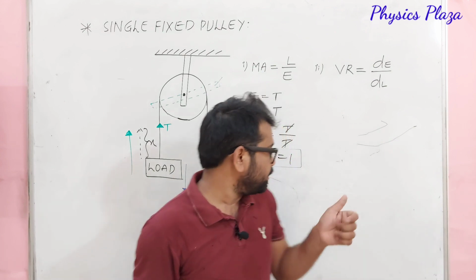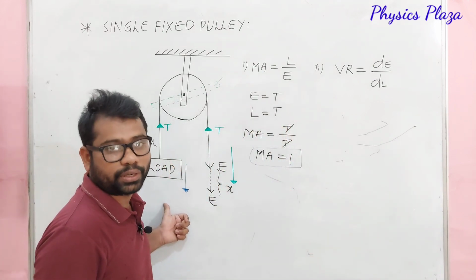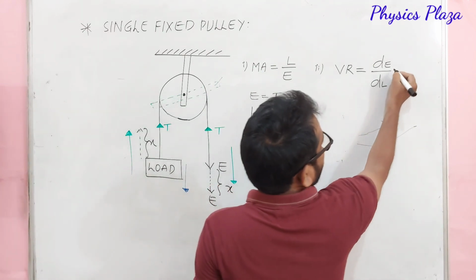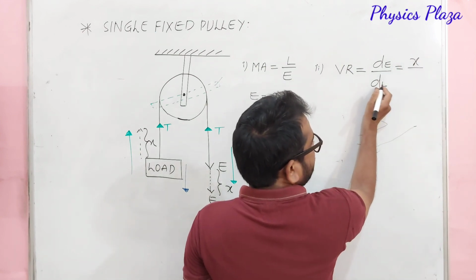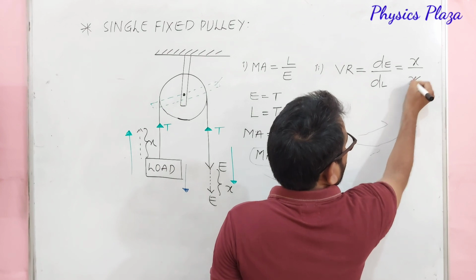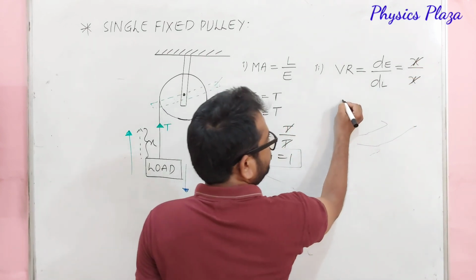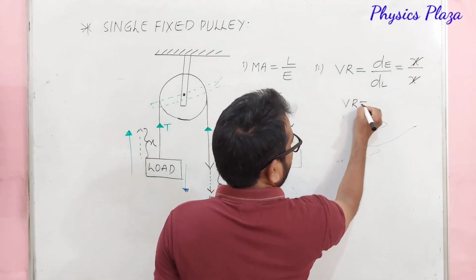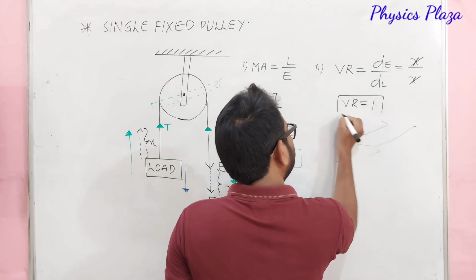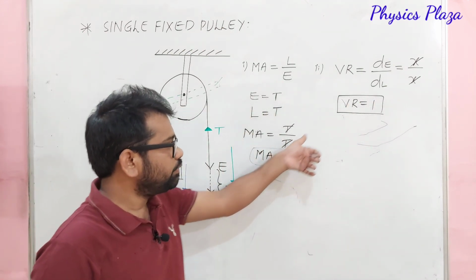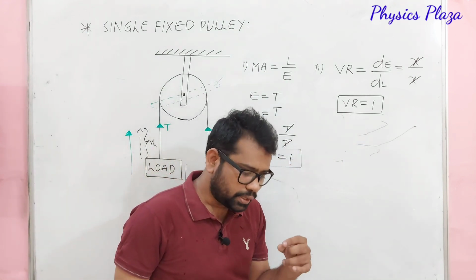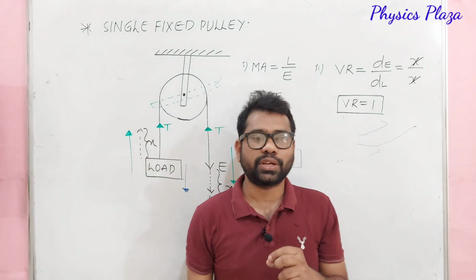The displacement of effort and the displacement of load will be the same only. That is, in this case, displacement of effort is x only, displacement of load also x only. So both get cancelled. So here velocity ratio is equal to 1. Dear children, here mechanical advantage is equal to 1 only, velocity ratio is equal to 1 only.